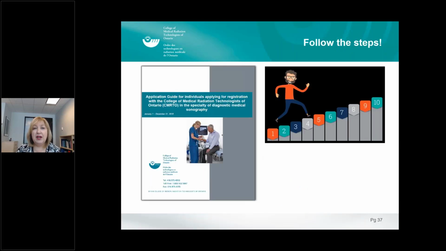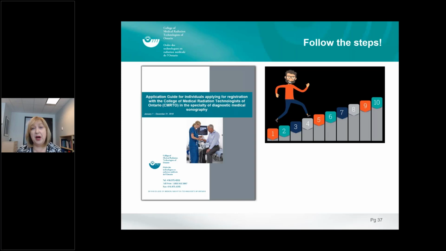Now, the online application process has been designed for all the different kinds of applications, whether you're applying based on your work experience, or whether you completed an approved program and an approved examination, or whether you completed an international program, it's one application. And so you have to follow the steps. Just answer the steps truthfully. Upload any documents that you have to support what it is that you've completed, and follow the steps.